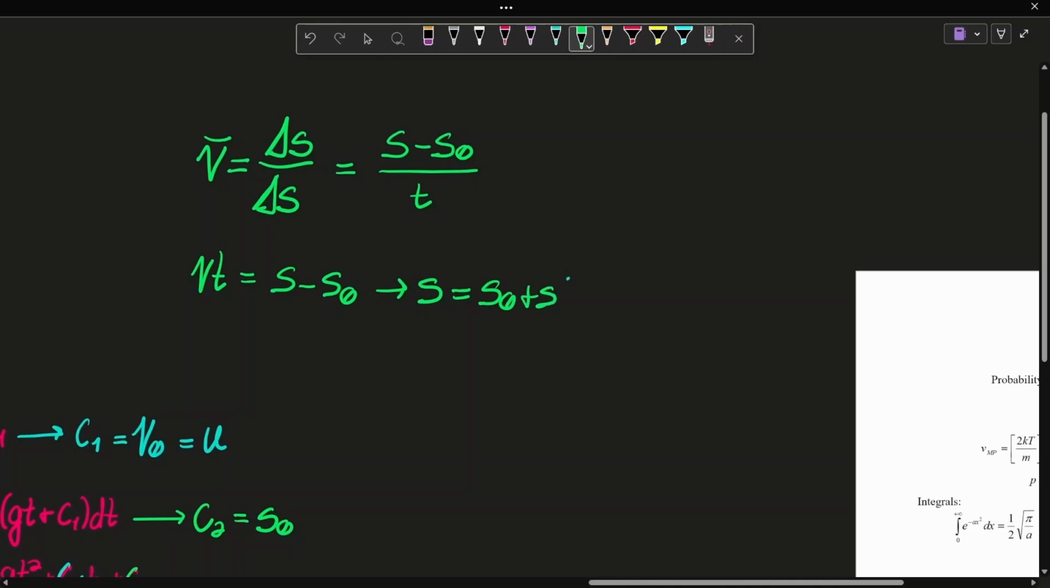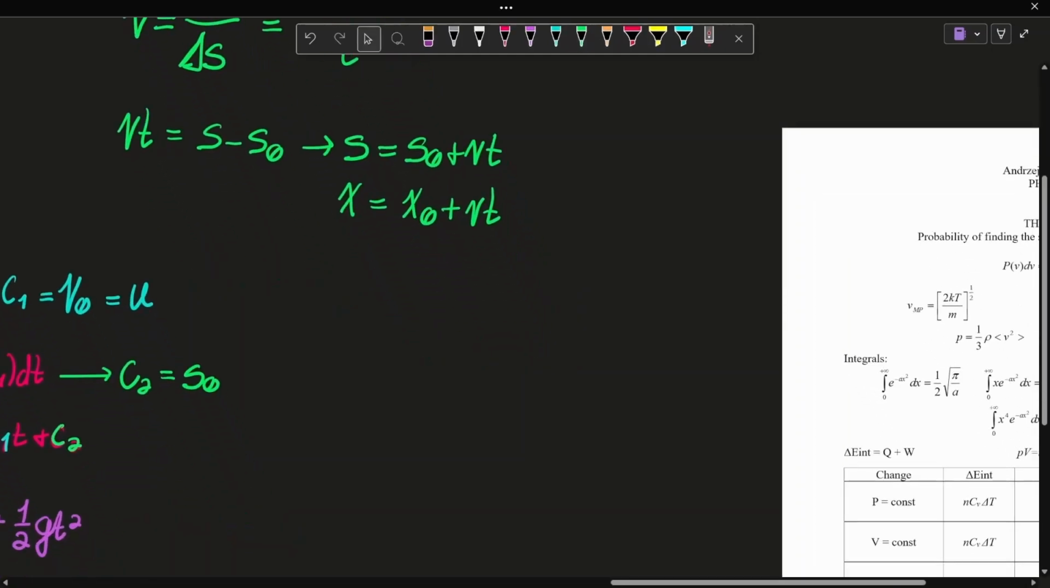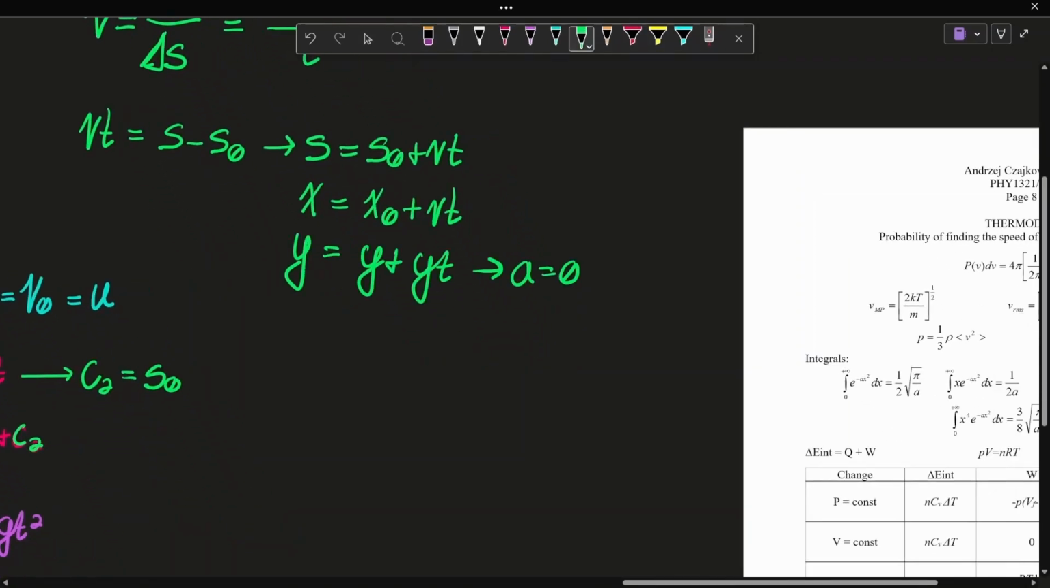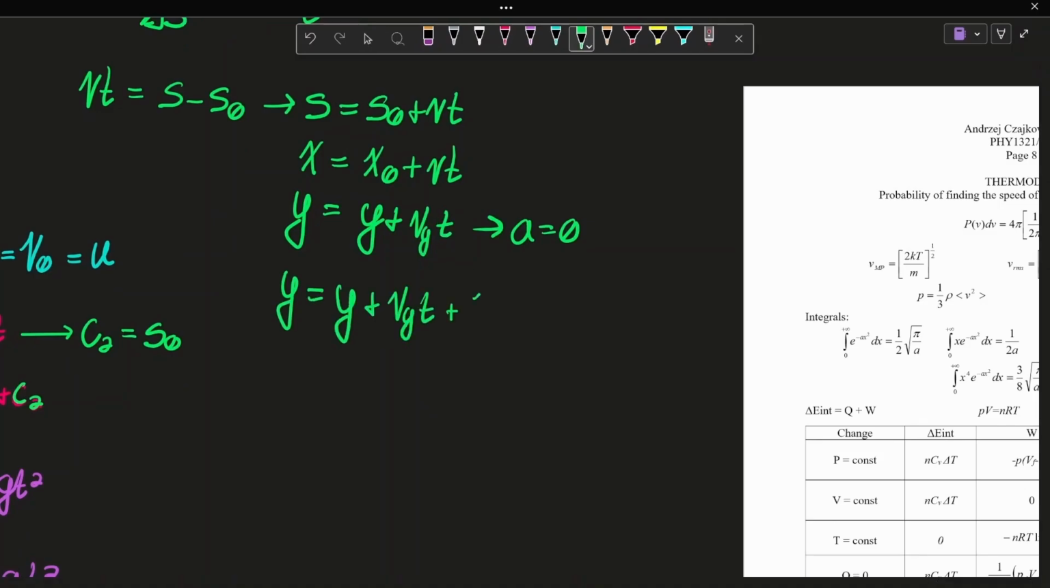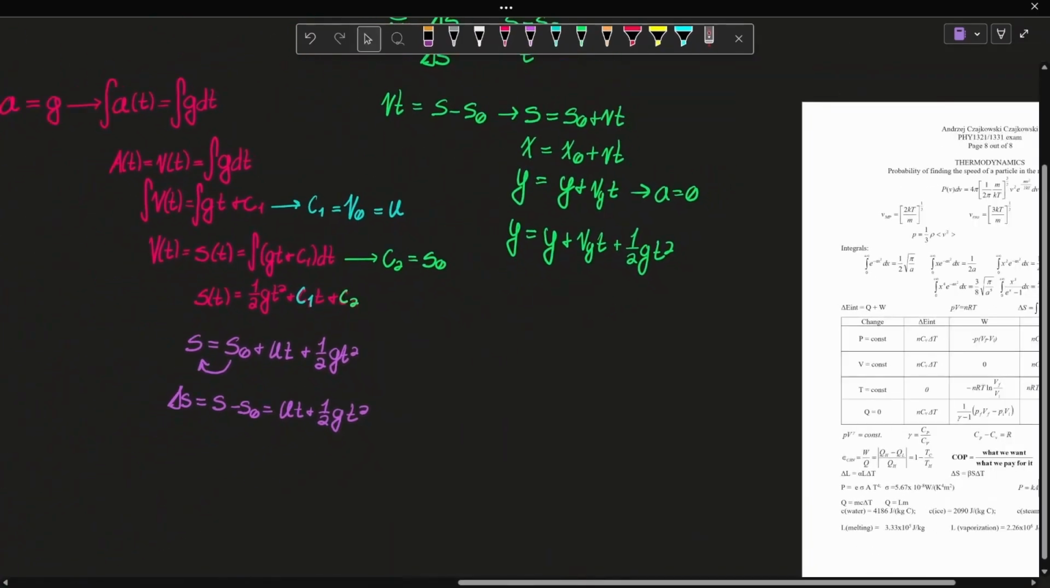s naught plus vt, which you've probably seen as d is equal to vt, or x is equal to x naught plus vt, so velocity times time. And this also goes for the y-axis. Usually there is acceleration, which is why you add the term plus 1/2 gt squared. So that's kind of a link between these two equations.